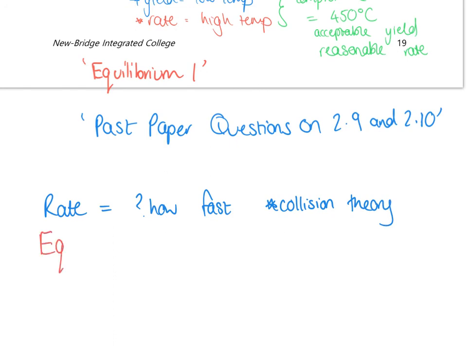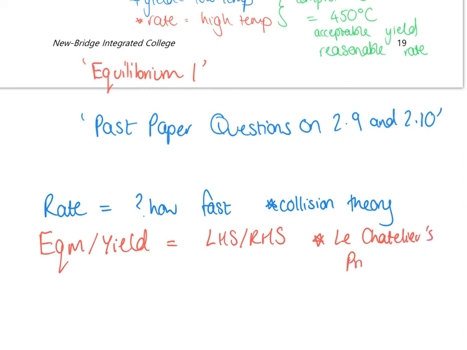And then when you're thinking about equilibrium or your yield, you're thinking about left-hand side or right-hand side, and you're explaining that by Le Chatelier's principle, which states that a system will try to minimise, will shift either to the left or the right to minimise the change that the system has been subjected to. So don't get those explanations mixed up. Rate is collision theory, equilibrium is Le Chatelier's principle. So make sure that you're not mixing those two up. So you can answer all those questions now, and I'd encourage you to do so before you move on to your moles topic.